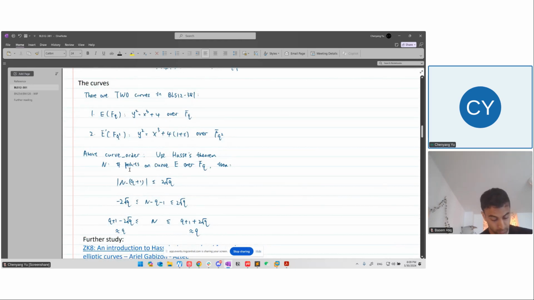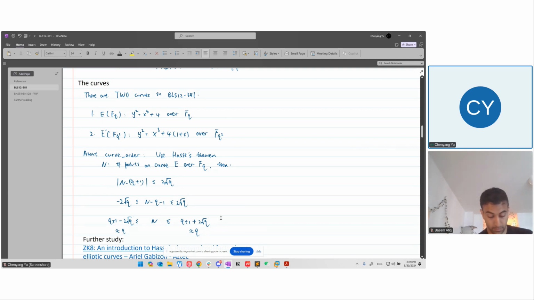Say capital N is the number on curve over a finite field of modulus Q. And then you have this bound. So the absolute value of this expression is bounded by 2 times square root Q. You can just expand this to solve for N, and then eventually you will see N is bounded by Q plus 1 minus some square root and Q plus 1 plus some square root.